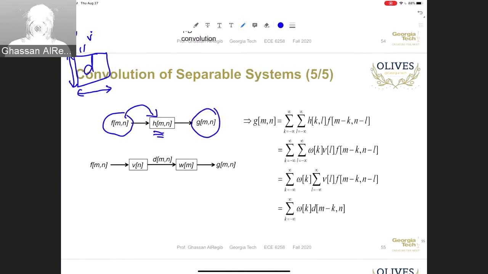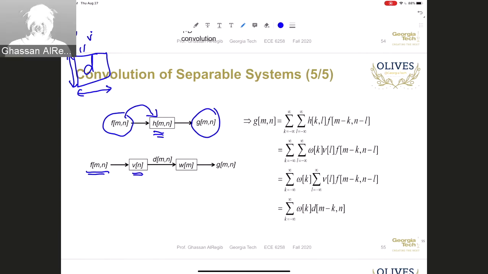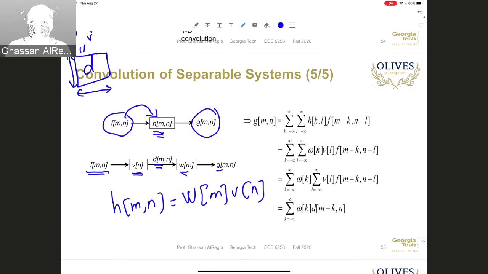If H of M and N is a separable impulse response, it is the same as taking F of M and N, take every column, actually, let's see, every column, and convolve with V. That will give you D. Take every row in D, convolve with W, and that will get you G. Why? Because it happens that my impulse response in this case is the product of W of M times V of N. So I can really replace a two-dimensional convolution with two consecutive one-dimensional convolutions.